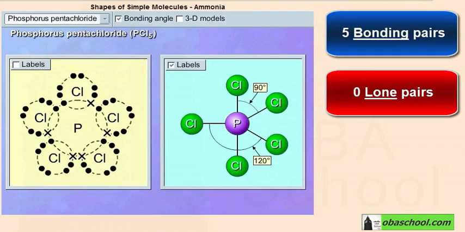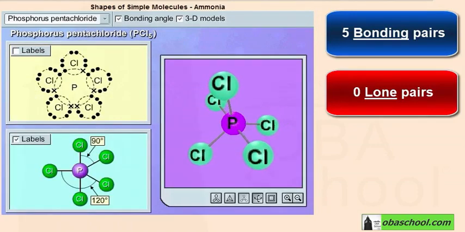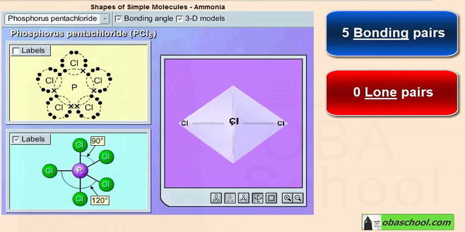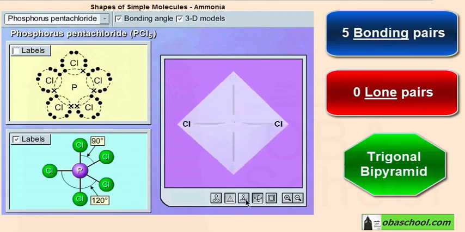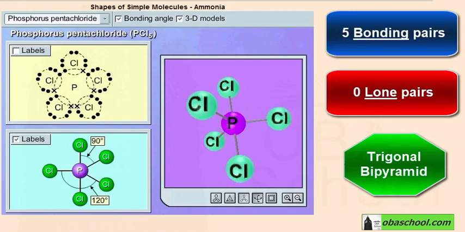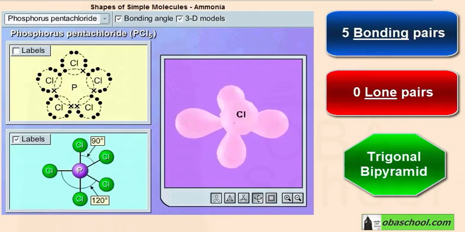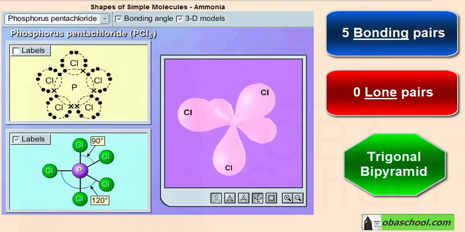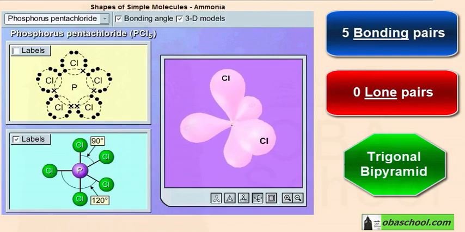So we have two angles. The first one is 120 degrees and the second one is 90 degrees. What is the shape of this molecule? The shape of the molecule having 5 bonding pairs of electrons is a trigonal bipyramid. So this is the shape of the molecule. It has a trigonal bipyramid shape, and we have two bonding angles. One of them is 120 degrees and the second one is 90 degrees.